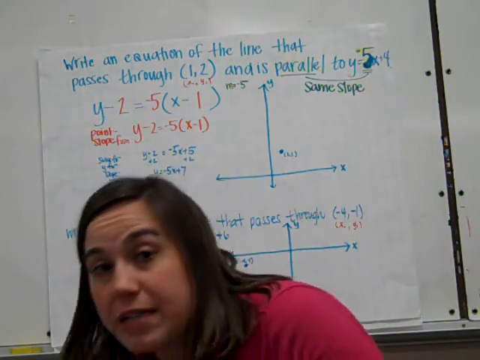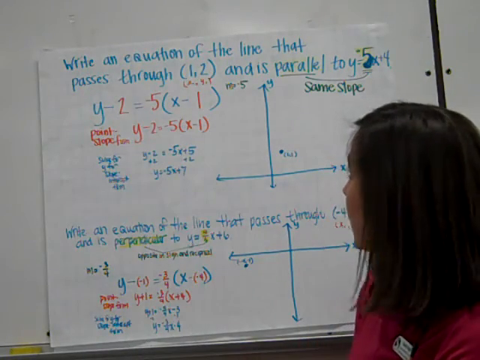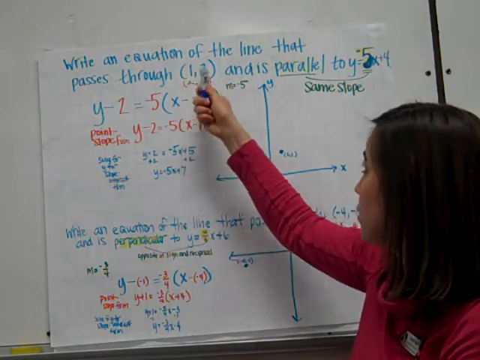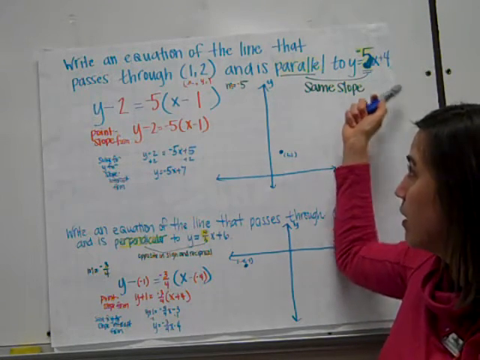We're going to go ahead and write some equations now. So here's the scenario. Write an equation of a line that passes through the point (1, 2) and is parallel to y = -5x + 4.